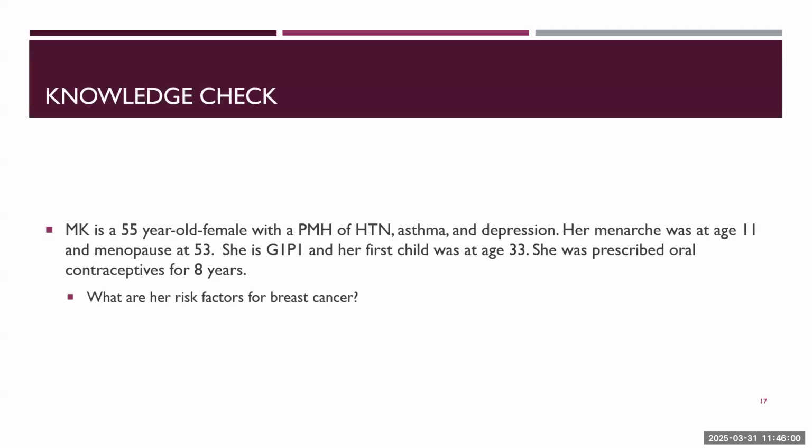For our next question, same patient, MK, 55-year-old female, past medical history of hypertension, asthma, and depression. Her menarche was at age 11 and menopause at age 53. She is G1P1 and her first child was at age 33. She was also prescribed oral contraceptives for 8 years. What are her risk factors for breast cancer?